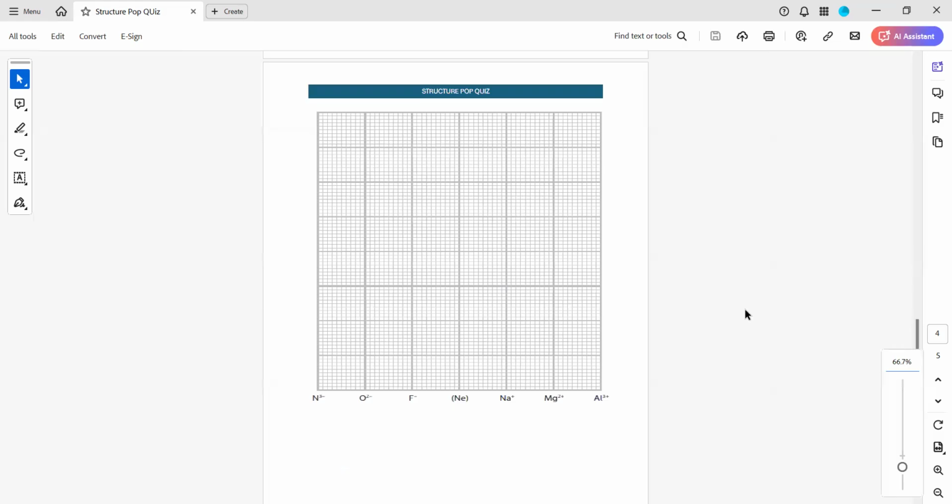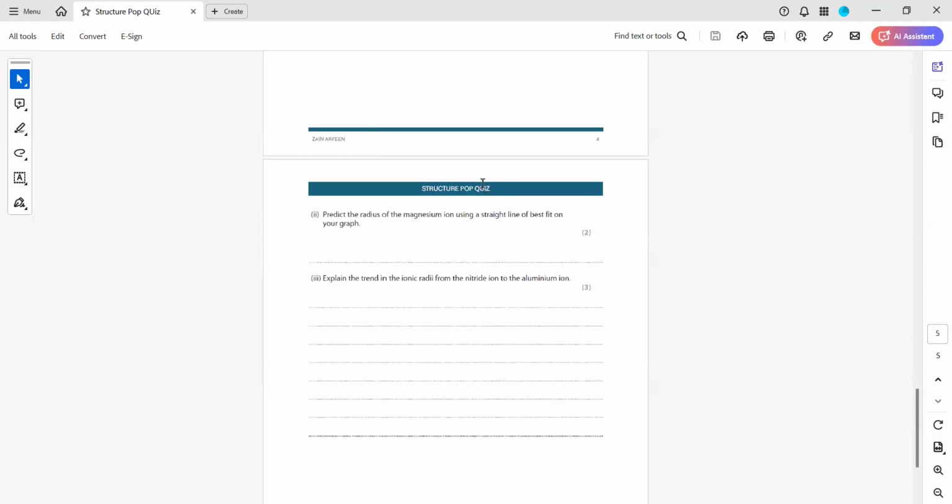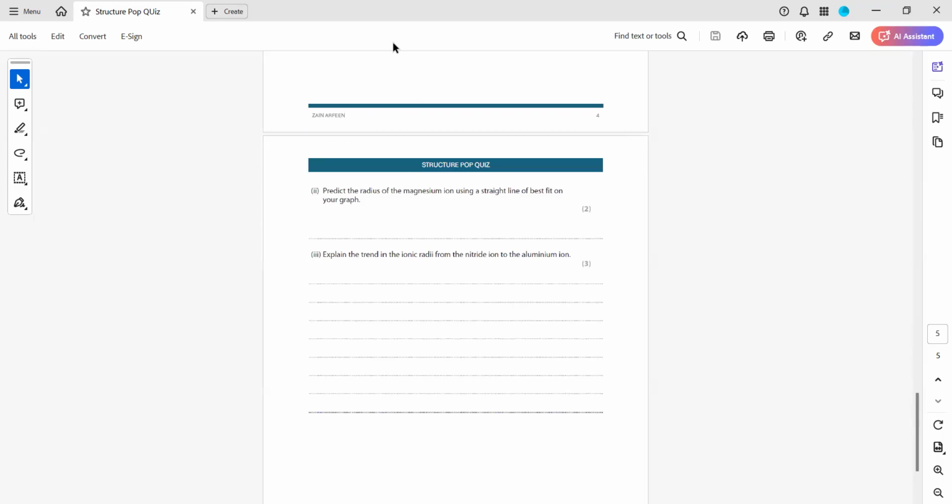The reason why we don't connect dot to dot is, for example, say nitrogen is here, oxygen is here, then fluorine is here. So we draw a line of best fit. Magnesium is not there, so we try to draw a line of best fit, because in the question we have to predict magnesium. It is mentioned in the question that you have to draw a line of best fit, because you have to predict the radius of magnesium using a straight line of best fit.